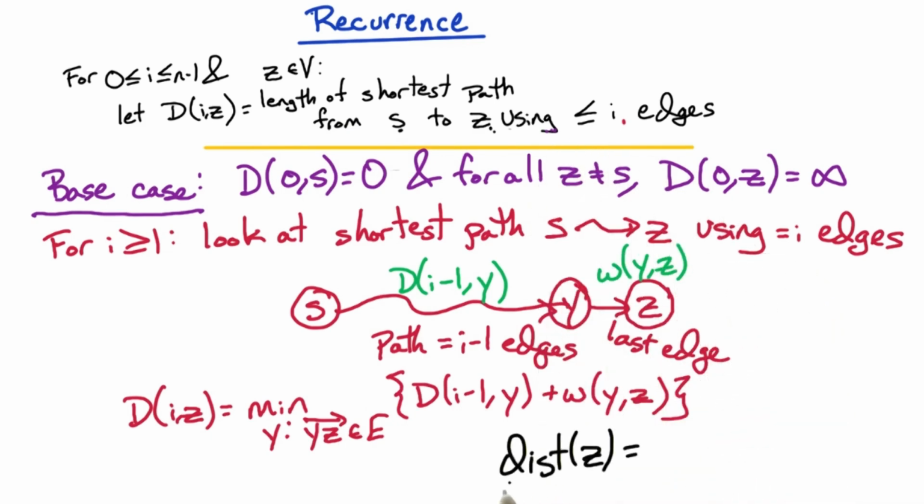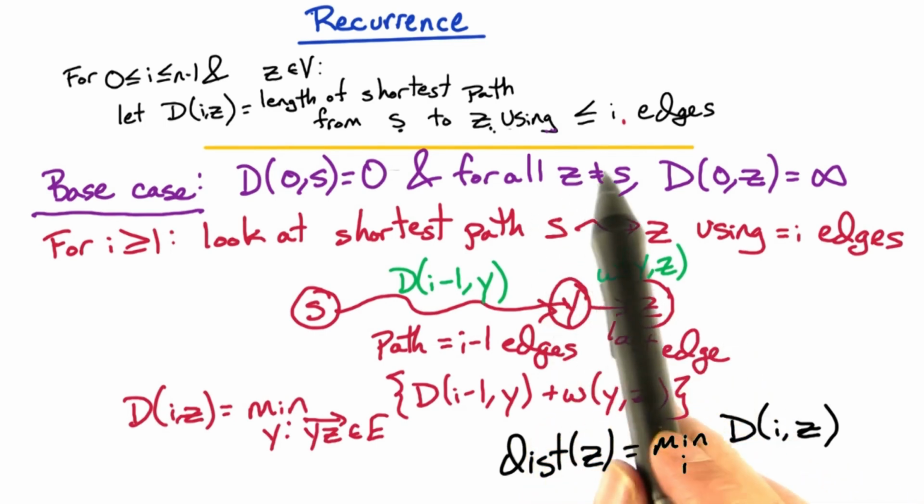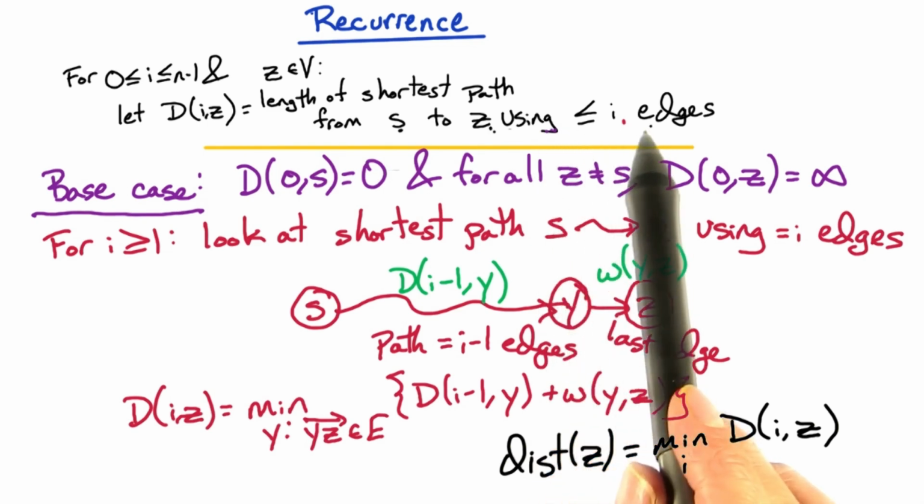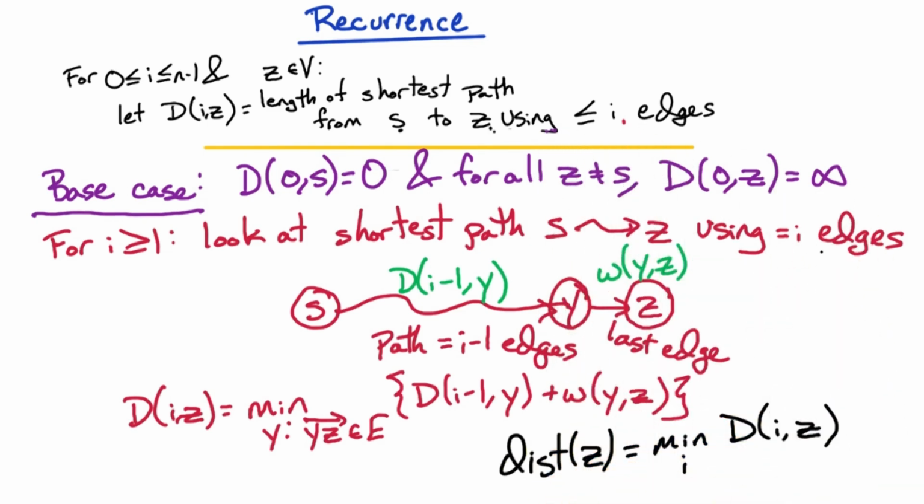Notice in this case, when we're looking for dist of z, this is not necessarily the shortest path using i equals n-1. We might not necessarily use n-1 edges in the shortest path from s to z. So this is not stored in d of n-1 z. Instead, to find dist of z, we have to look at the min over all choices of i. So to avoid this, we instead want to store d of iz as the length of the shortest path using at most i edges instead of exactly i edges.